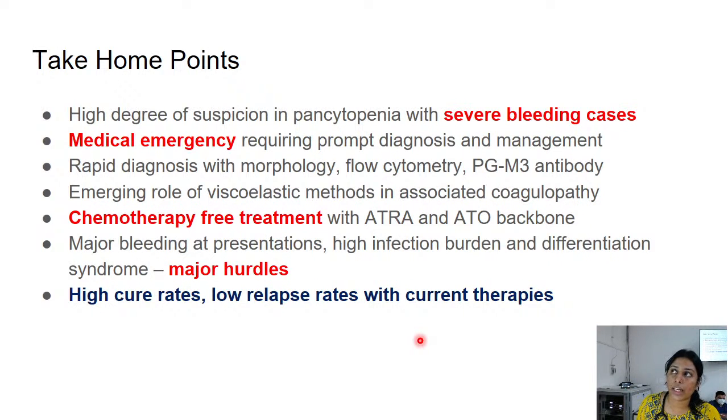chemotherapy-free treatments with ATO and ATRA as their backbone. Still, till today, the major hurdles in treatment of APL include major bleeding, high infectious burden, and differentiation syndrome. APL is a disease with high cure rates, low relapse rates, with ATO and ATRA as the current backbone.